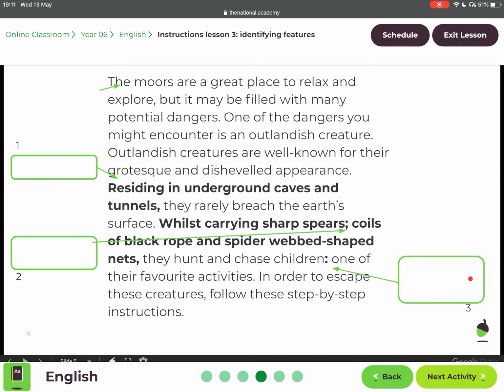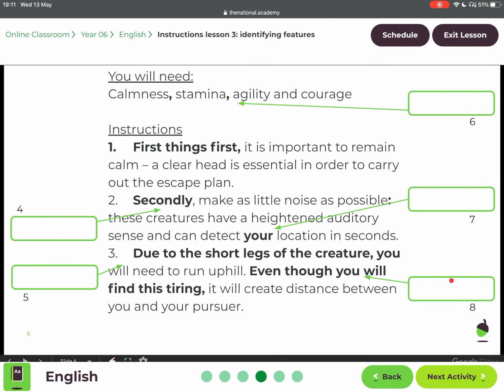Task 2, label the grammatical features that have been identified in the text on the following slides. So here you need to label the grammatical features. Number 1 is subordinate opener, number 2 is semicolon, number 3 is a colon. Number 4 is a fronted adverbial. Number 5 is a subordinate opener. Number 6 is a comma. Commas, because there's a list.